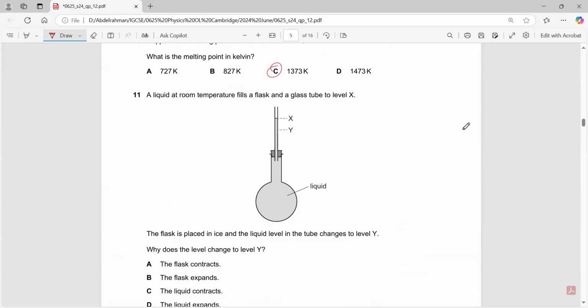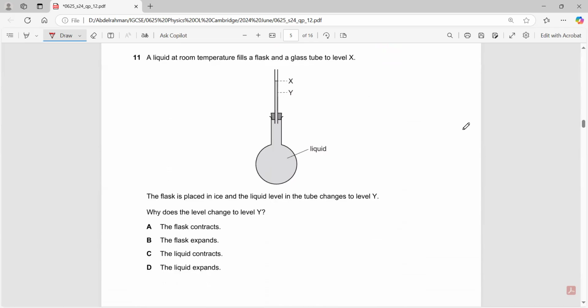A liquid at room temperature fills a flask and a glass tube to level X. The flask is placed in ice and the liquid level changes to level Y. So it moves from X to Y. Why does it move from X to Y? That's because the liquid itself contracts. When it gets colder, it will contract, the volume will decrease, and therefore it will fall from X to Y.